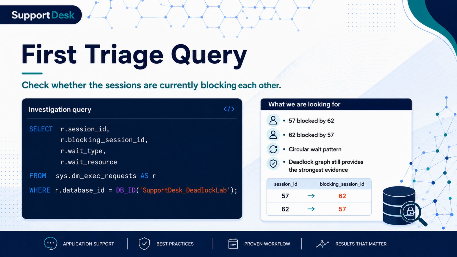The first triage query checks sys.dm_exec_requests and sys.dm_exec_sessions. During the short window before the victim is killed, you may see session 57 blocked by session 62 and session 62 blocked by session 57. That circular blocking is the deadlock pattern. In real incidents you often miss this live moment because SQL Server resolves the deadlock quickly. That is why extended events is essential. Live DMV queries are useful, but the deadlock XML is the stronger evidence.